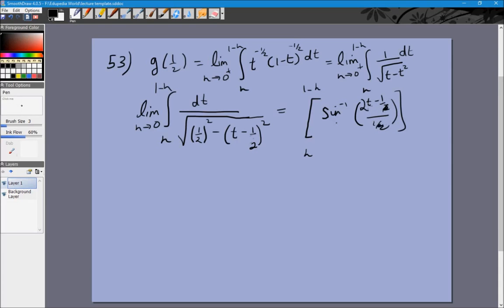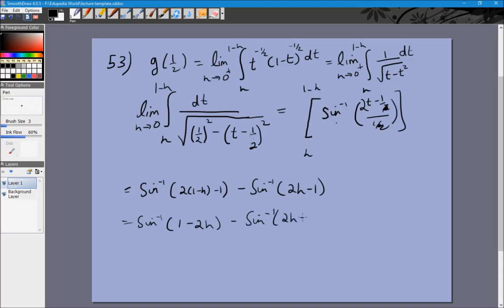Right? And 2 will cancel, so sine inverse of 2t minus 1, which is sine inverse of 2 times 1 minus h minus 1, minus sine inverse of 2h minus 1, where h goes to 0. So this is sine inverse of 2 minus 1 is 1 minus 2h, minus sine inverse of 2h minus 1. When h goes to 0, this is 1 and this is minus 1. So this is pi by 2 minus of minus pi by 2, which is pi. So the answer to this question is pi, which is option A.